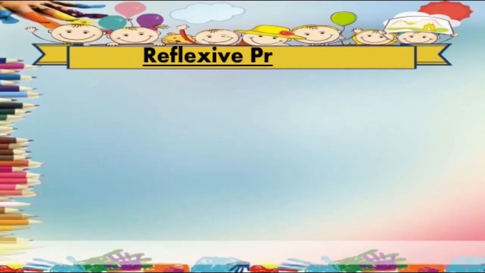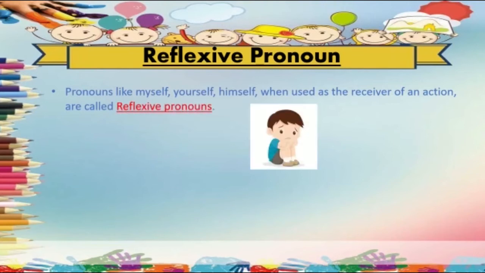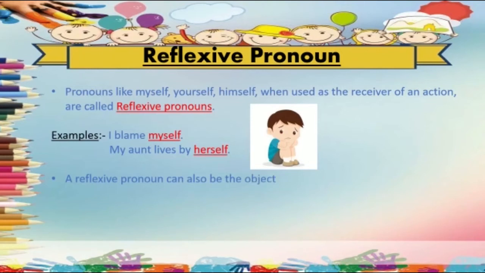Now let's see what are reflexive pronouns. Pronouns like myself, yourself, himself, when used as the receiver of an action, are called reflexive pronouns. For example, I blame myself. My aunt lives by herself. A reflexive pronoun can also be the object of a preposition. So children, the words here, myself and herself, show reflexive pronoun.